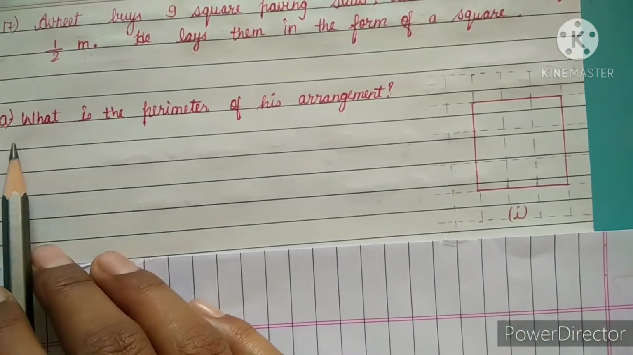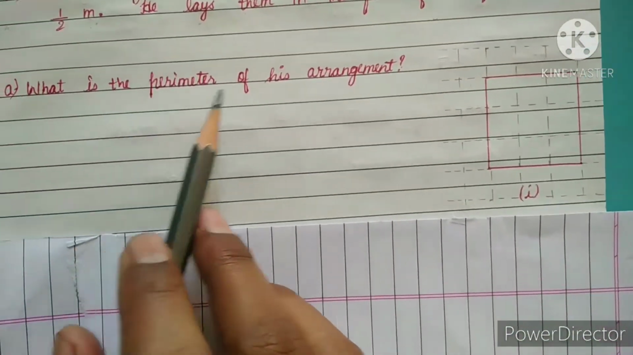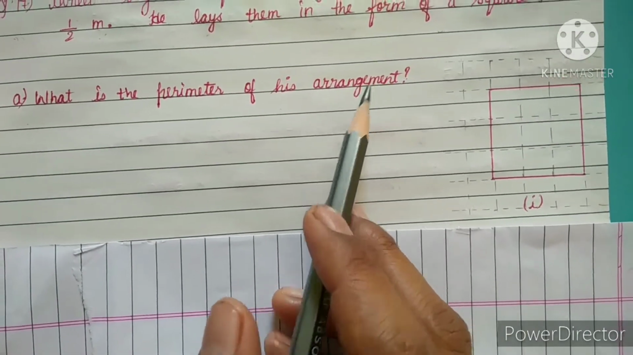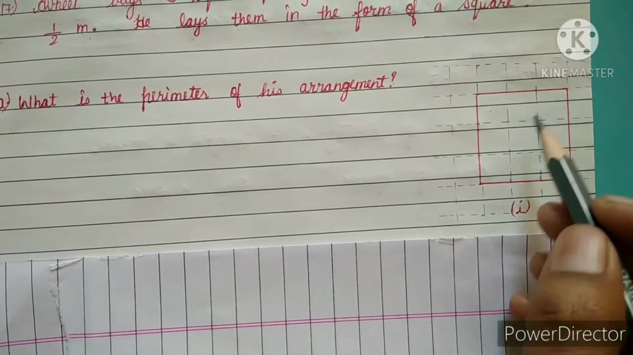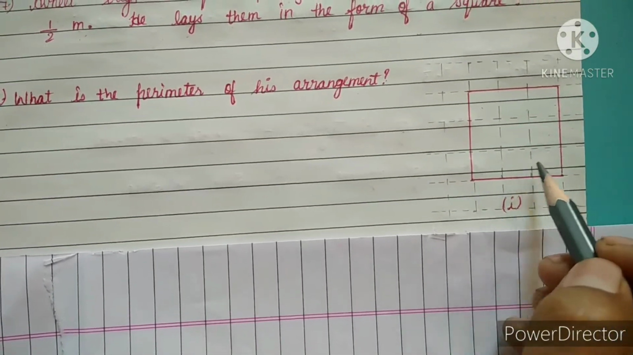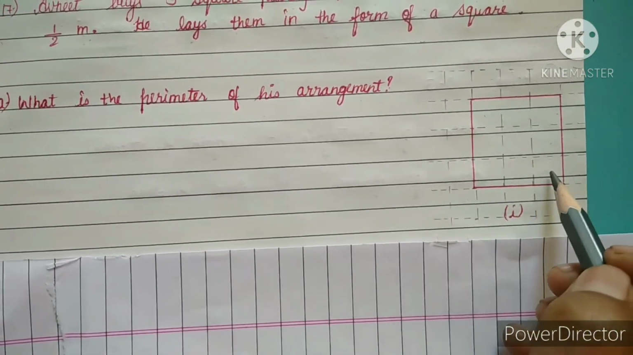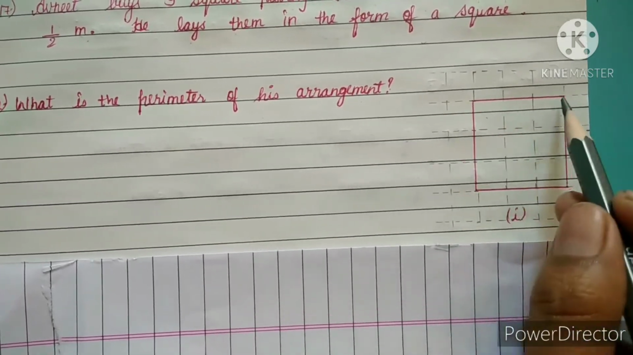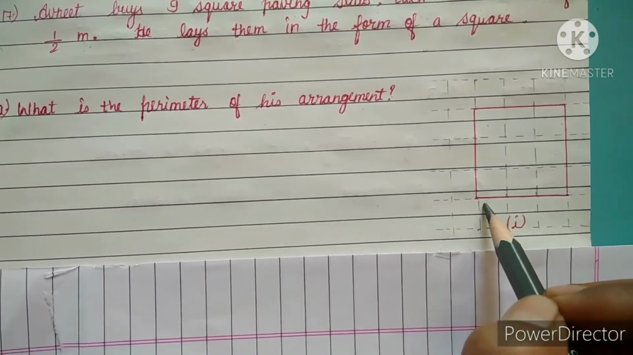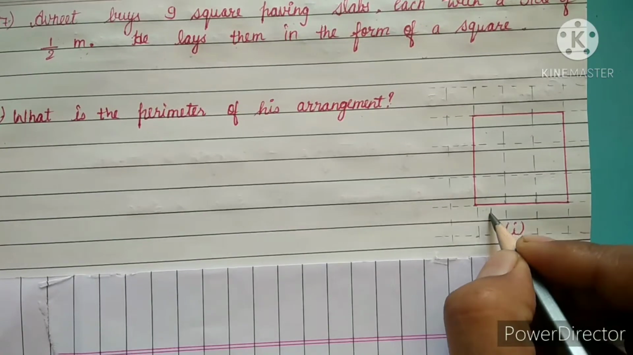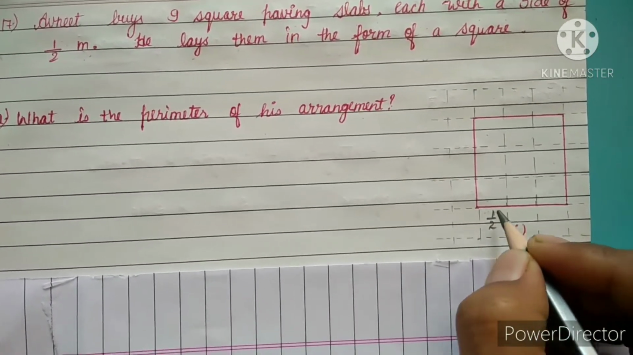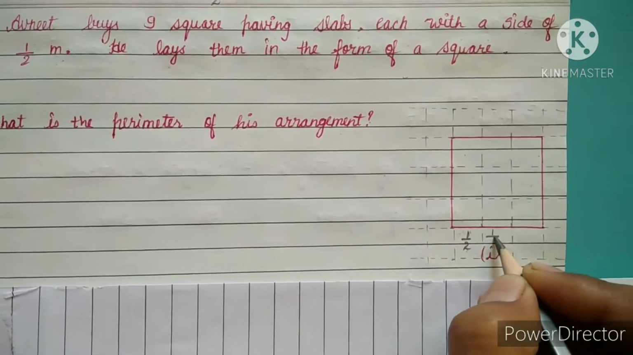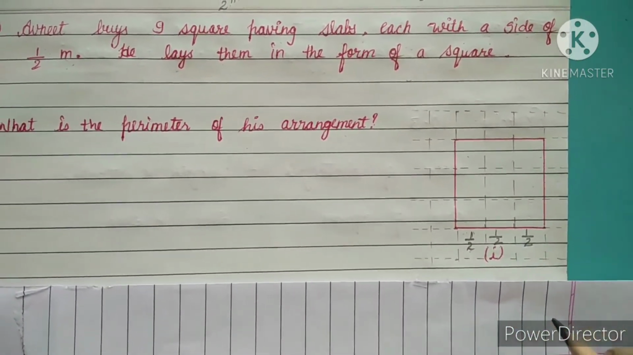So the question is: what is the perimeter of this arrangement? Firstly, we see 9 slabs put together to form a square, and we know each slab has a length of half a meter. So half a meter is here, half a meter is here, half a meter is here.